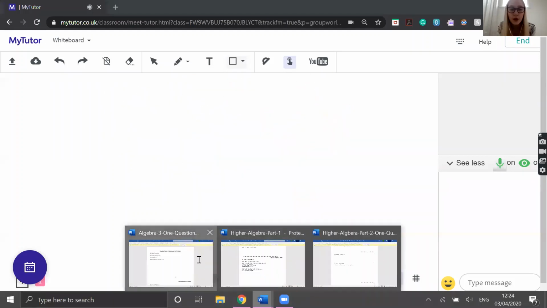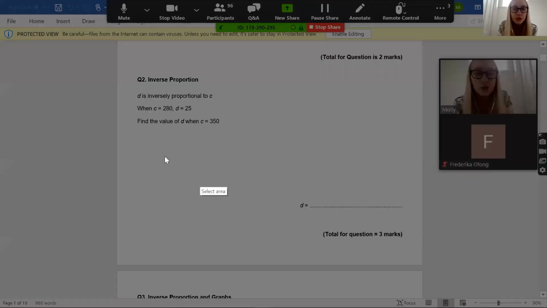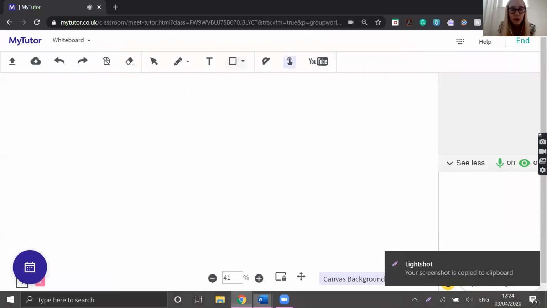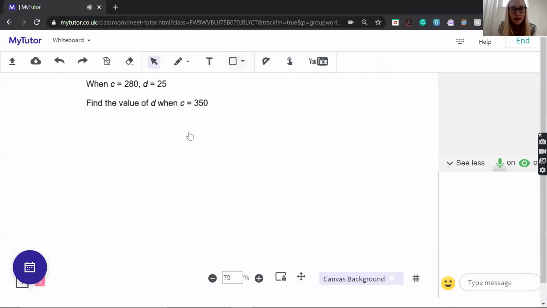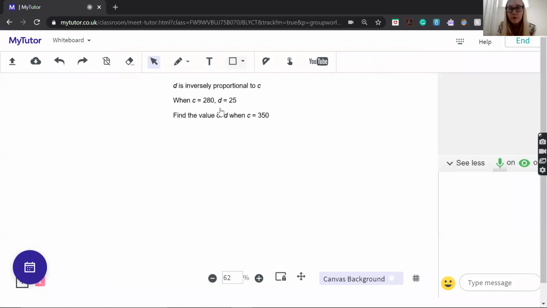We are actually going to do another proportion question, this time on inverse proportion. So I went over this very briefly at the end of Wednesday's session and talked a bit about how it actually differed from proportion.